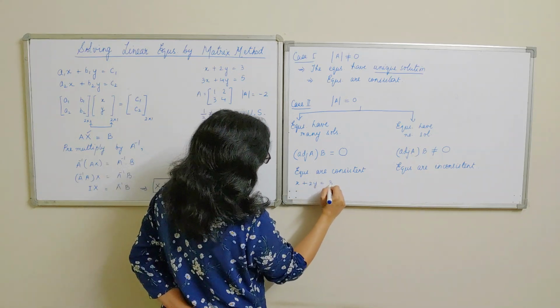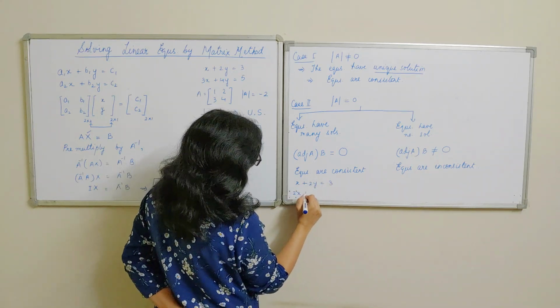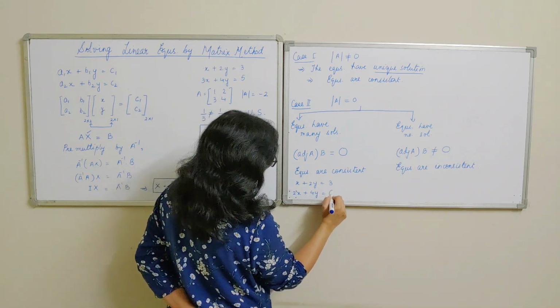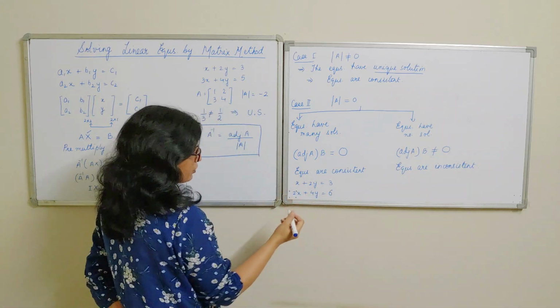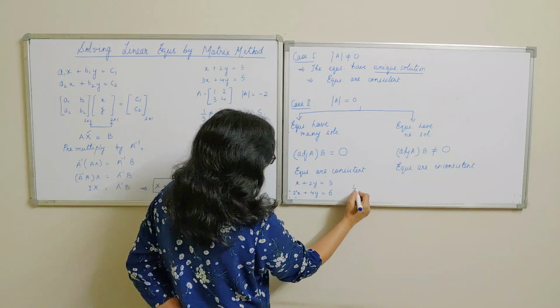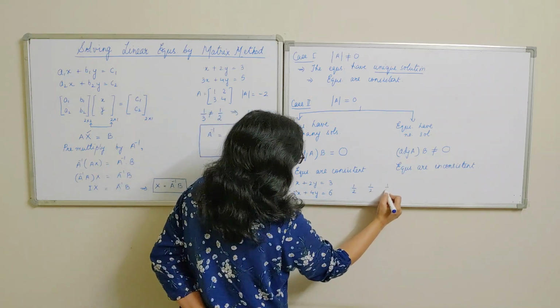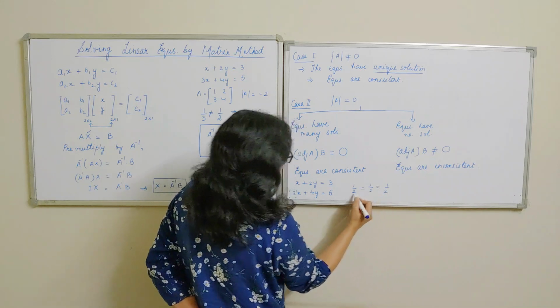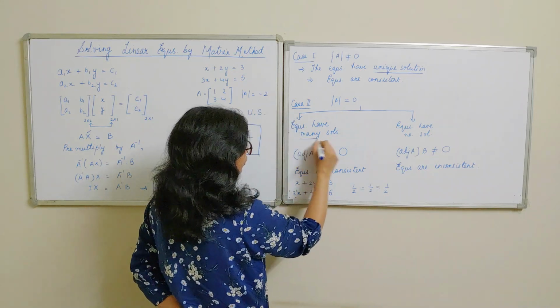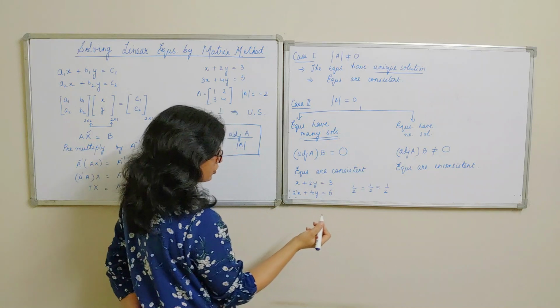x plus 2y is 3, 2x plus 4y is 6. Now from our previous knowledge, if we compare the ratios, the first ratio is 1/2, the next ratio and the third ratio are all equal. So if all the three ratios are equal, we know there are many solutions.